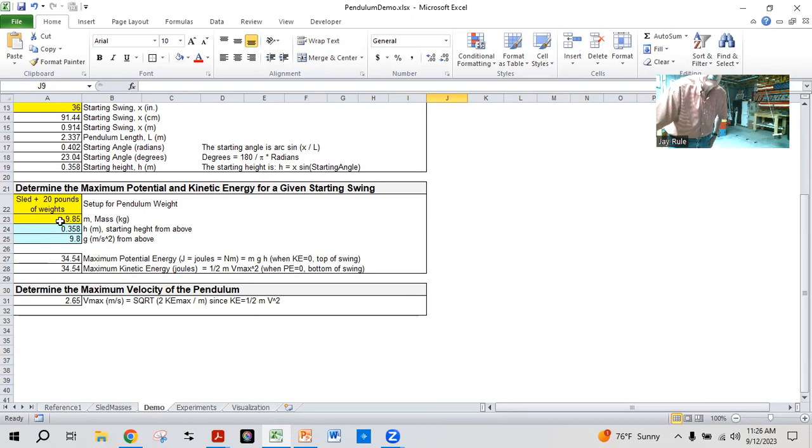Okay, so the next thing we're going to do is put in H, and g from above, 9.8. The mass, 9.85 kilograms. So the maximum potential energy exactly equaled the maximum kinetic energy of 34.54 joules. We go through the math. So we've got the ability as engineers now to calculate some things associated with a pendulum. And the maximum velocity, Vmax, again, we just do what we derived: 2.65 meters per second is the maximum velocity.